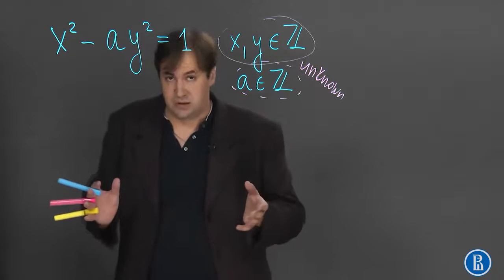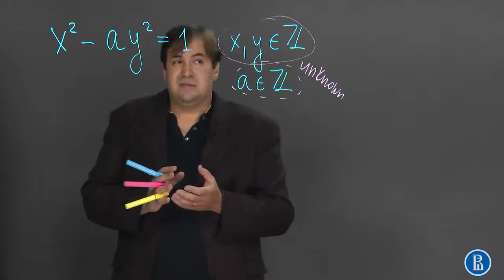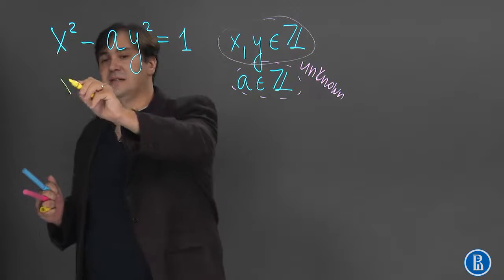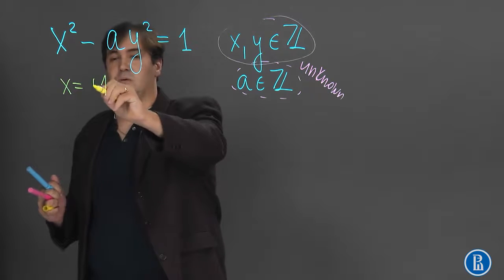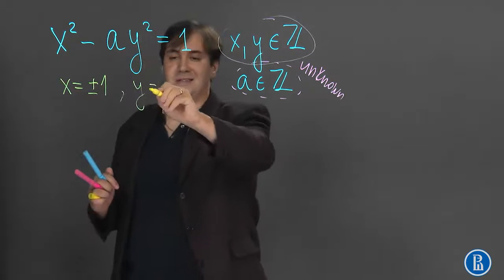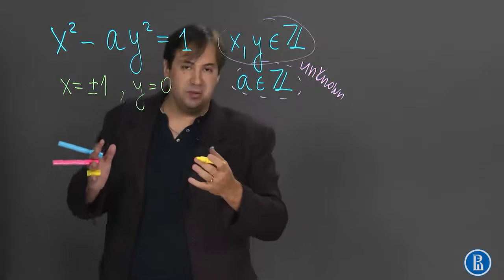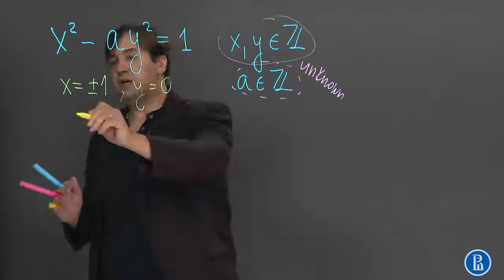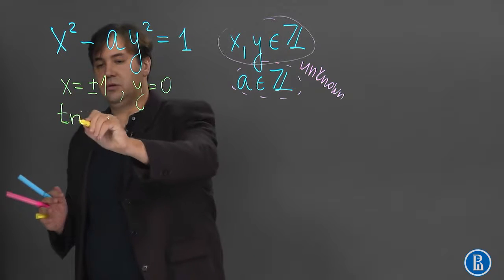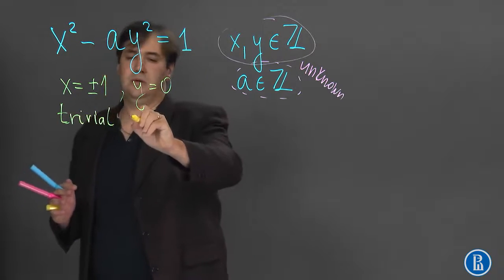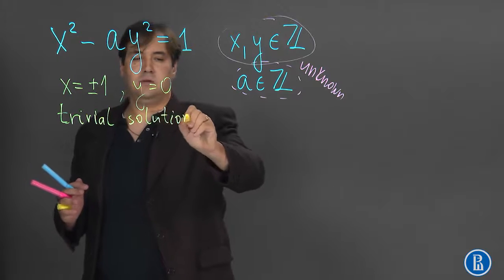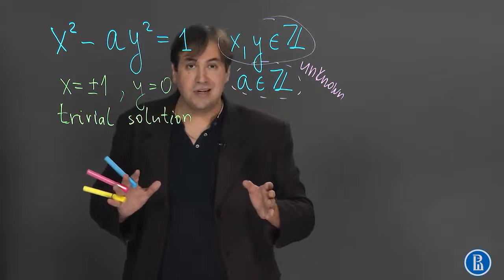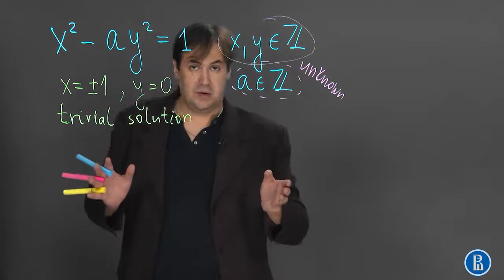Well, there is one obvious solution, which I simply do not think of as a solution. Well, if x is equal to 1 or minus 1 and y is equal to 0, then obviously such pairs are solutions of the Pell's equation, and this is what we call trivial solution. And the question is whether there are any non-trivial solutions, and actually how many of them are there.